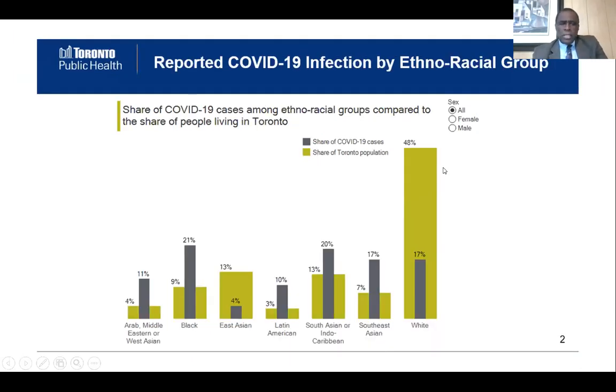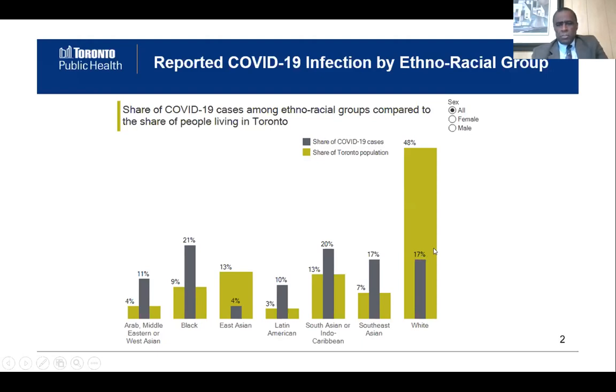Then our data relating to ethno-racial groups within Toronto. Again, the share of the population is in the mustard colored bars, and the share of COVID is in the gray bars. If you look at the white population in Toronto, it makes up about 50% of the population, 48% to be exact, and takes on, if I may use that phrase, 17% of COVID cases.